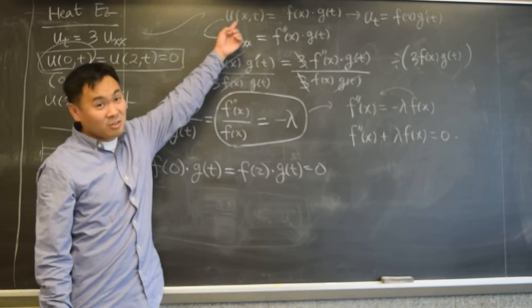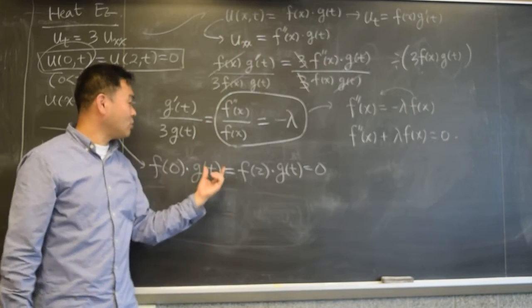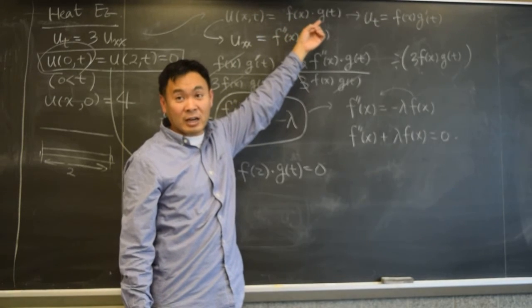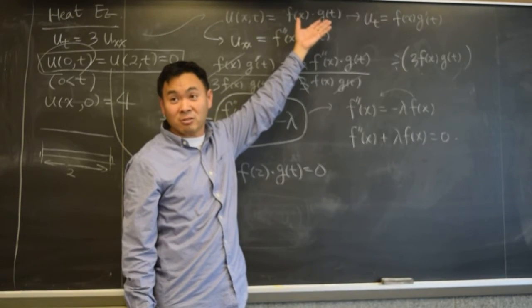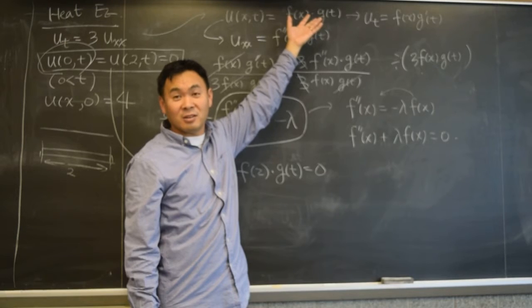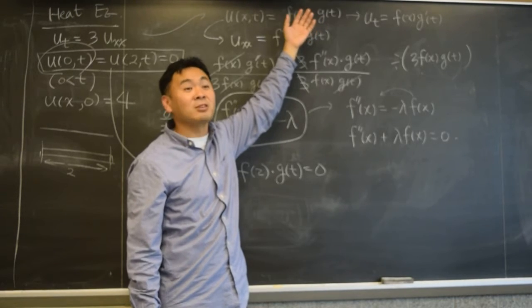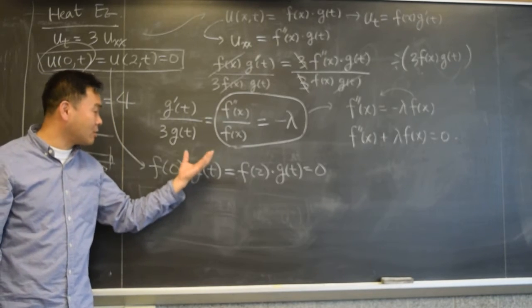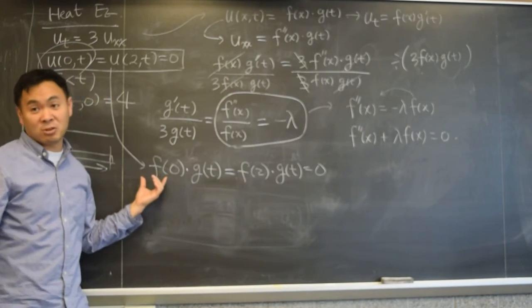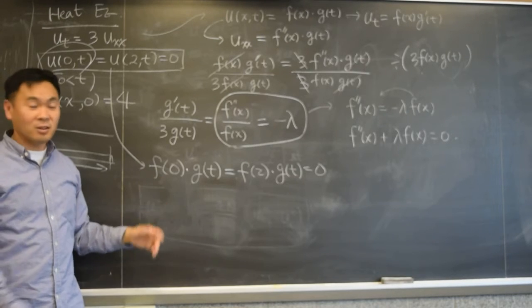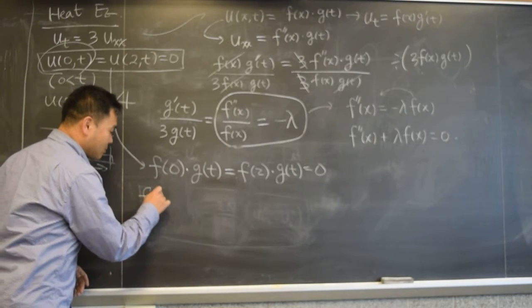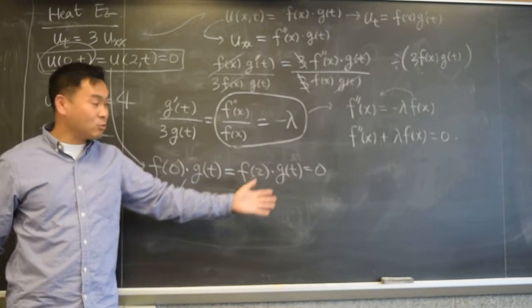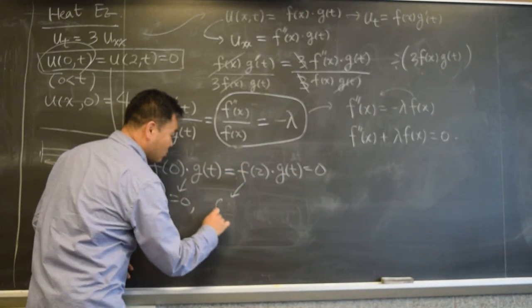If g of t is 0, what happens to u? It's 0 for all time, and even for all x, right? Is that good or bad? What do you call such a solution? It's a trivial solution, right? So if g of t is equal to 0, you get a trivial solution. Therefore, you want f of 0 to be 0 instead. And again, because you want non-trivial solutions, f of 2 should be 0.